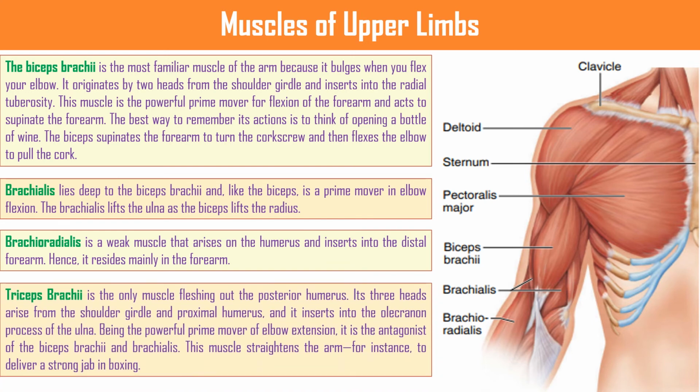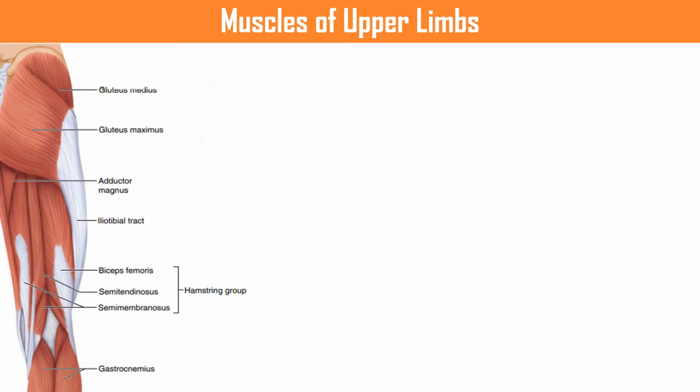Triceps brachii. It is the only muscle fleshing out the posterior humerus. Its three heads arise from the shoulder girdle and proximal humerus, and it inserts into the olecranon process of the ulna. Being the powerful prime mover of elbow extension, it is the antagonist of the biceps brachii and brachialis. This muscle straightens the arm, for instance, to deliver a strong jab in boxing.